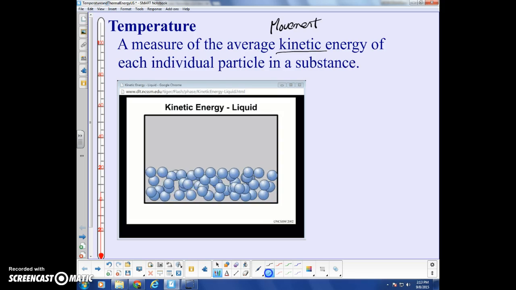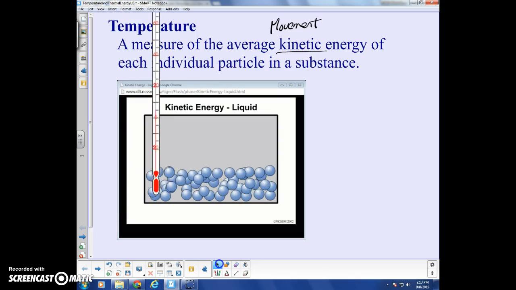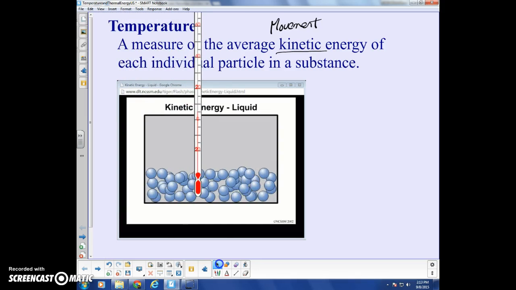As the particles move around, they bounce into each other. They bump off the edges of their container. And what we do is we take a thermometer and stick it into a substance, whether it's liquid or gas. You can even attach a thermometer to a solid, and you can measure the average kinetic energy of the particles with the thermometer. As the particles bump into the thermometer, they transfer some of that kinetic energy to the thermometer, and it measures how much is there.